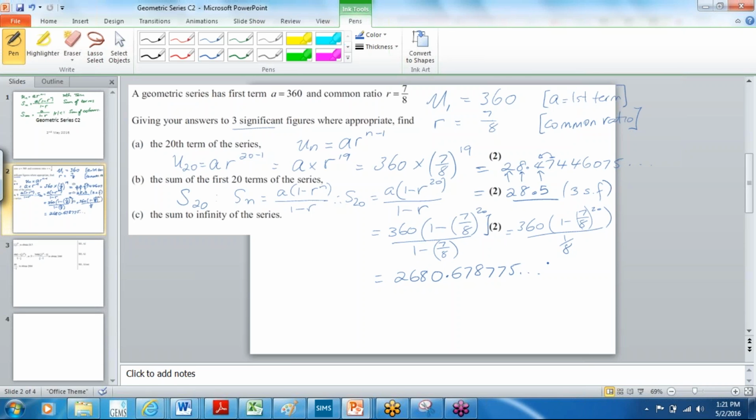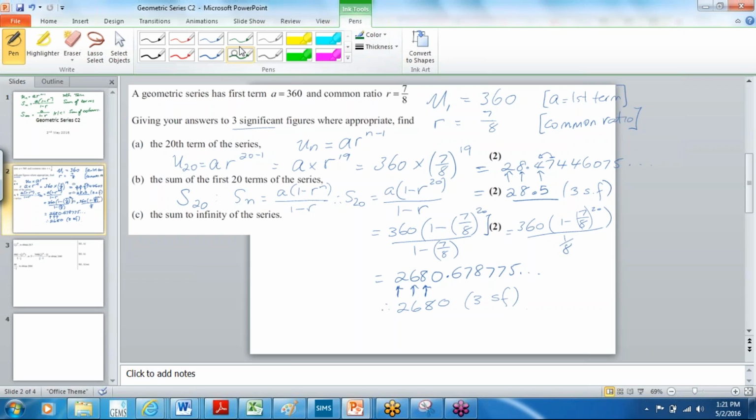2680.678775. The sum of the first 20 terms to 3 significant figures where appropriate. Well, here's one, there's another, there's a third. We've already got a 0. We could leave that as 0. If it was a number, we could round it off to the nearest 10, because therefore that would be 2, 6, 8. There's your 3 significant figures. So the sum of the first 20 terms is 2,680 to 3 significant figures.